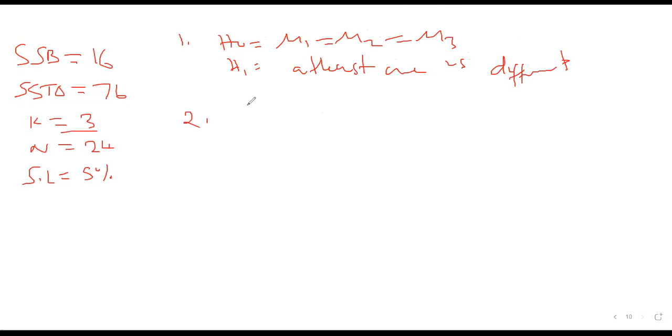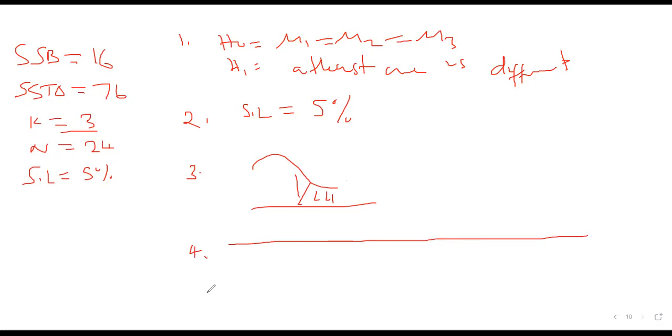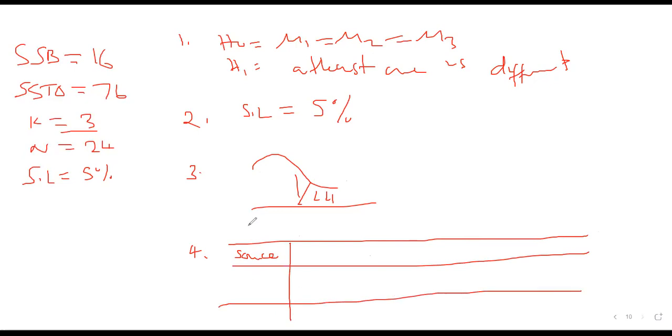Step 2, state the level of significance. The level of significance here is 5%. Step 3, our decision rule, we need to first calculate the degrees of freedom. I don't know the degrees of freedom yet, but step 4, we need to come up with an ANOVA table. We will identify the degrees of freedom after we get the ANOVA table. So we have 3 sources of variation. What are they? Between, within, and total.